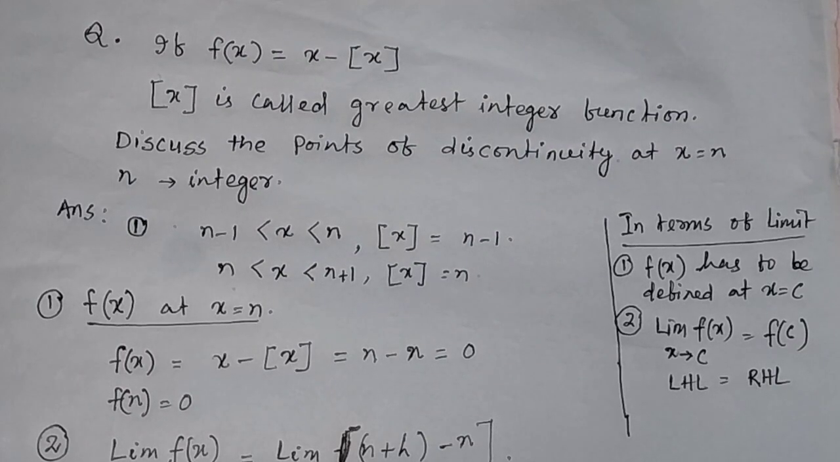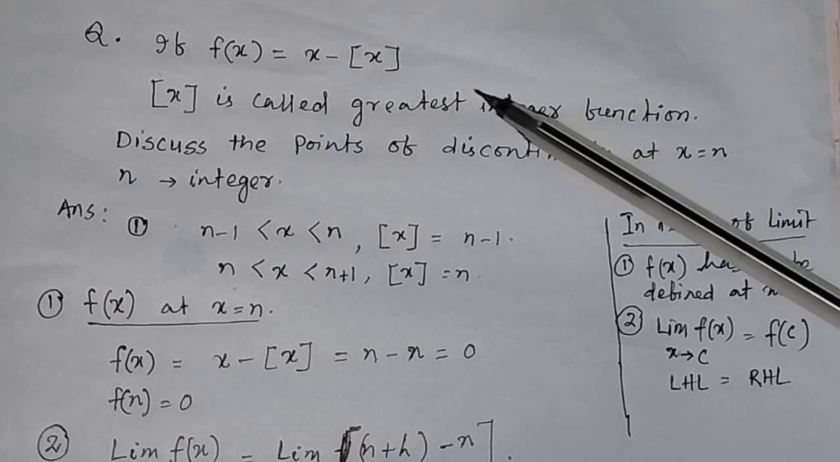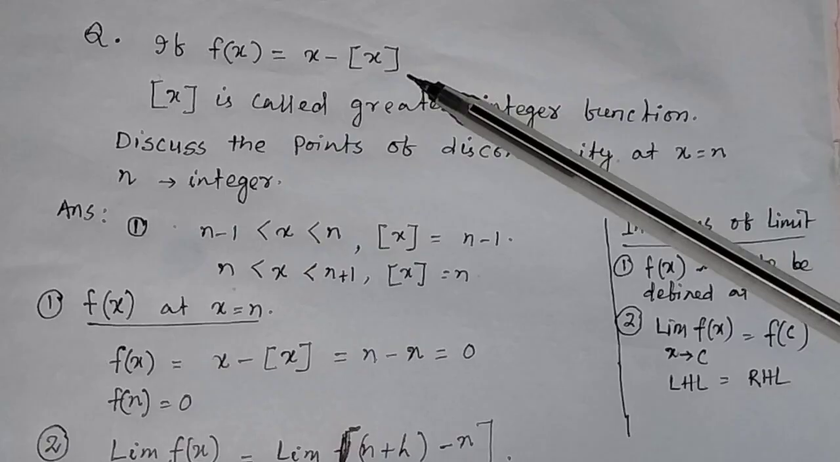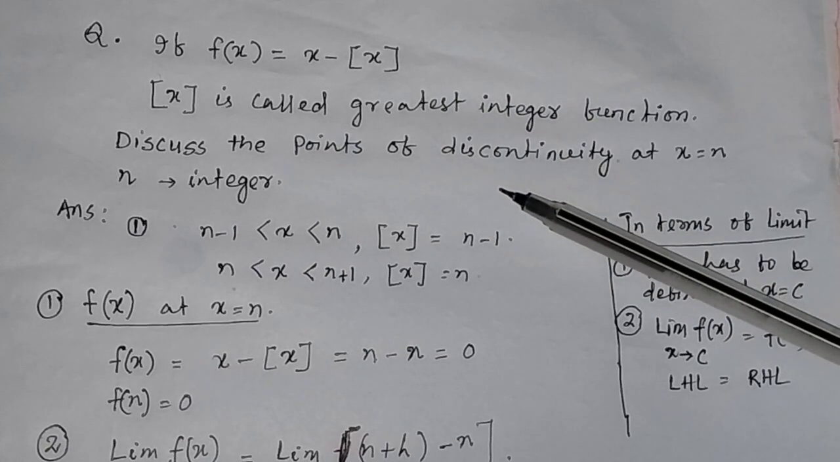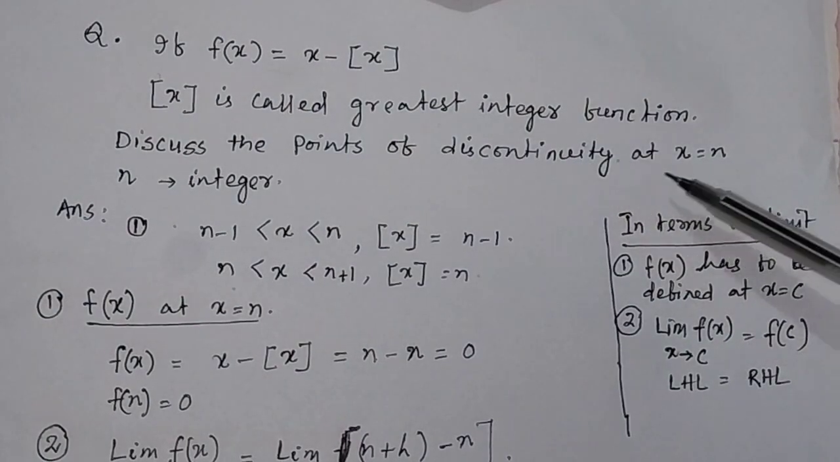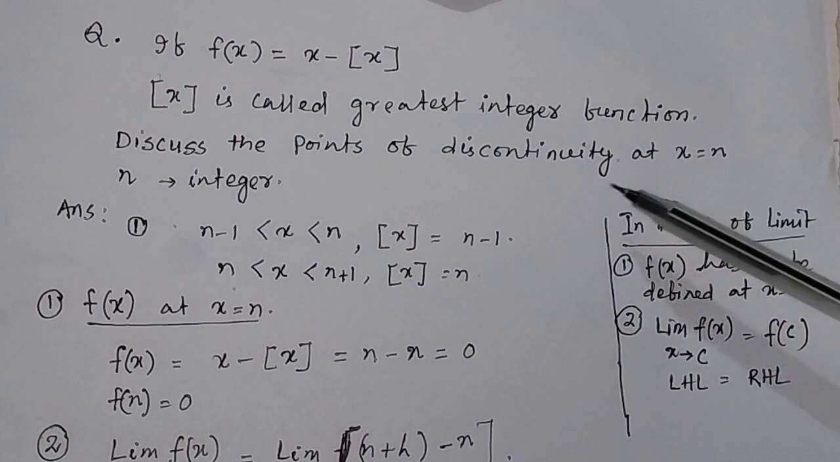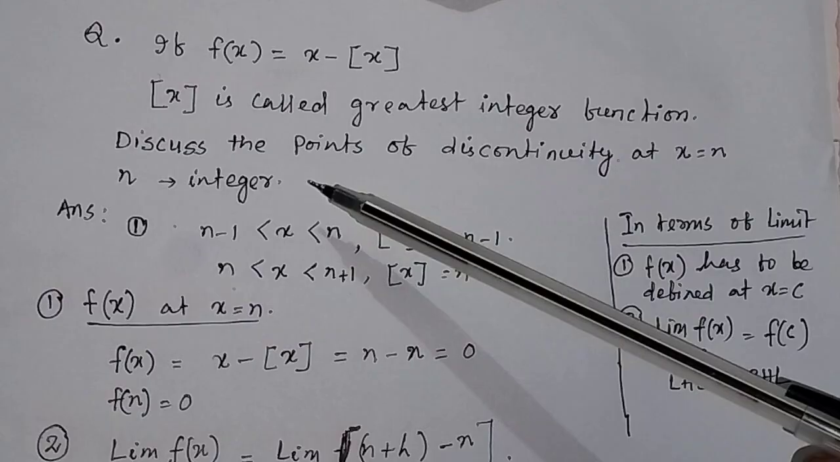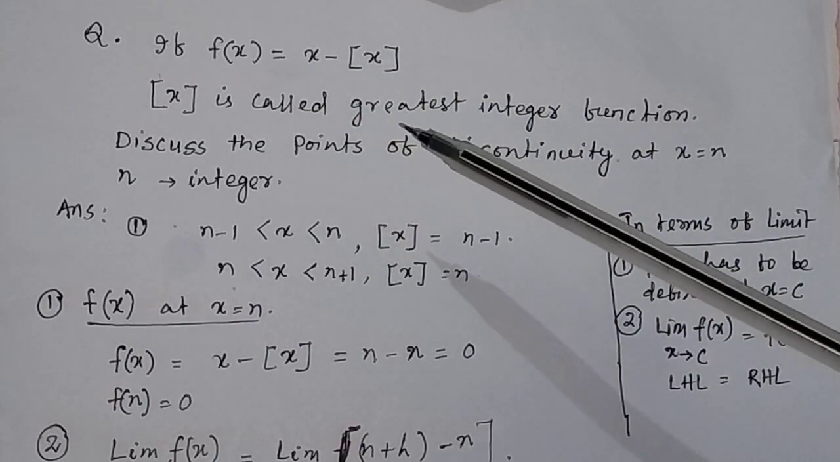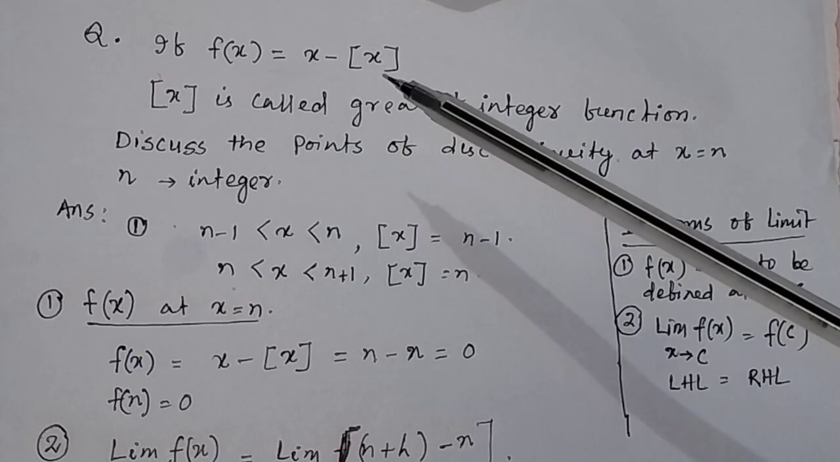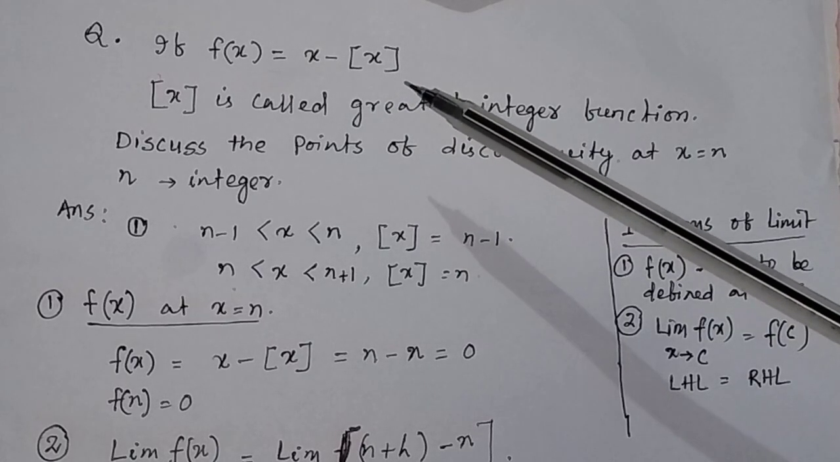If f(x) is equal to x minus [x], that is the greatest integer function, then discuss the point or points of discontinuity at x equal to n, where n is an integer. So in this function f(x), we will discuss the points of discontinuity where the function is discontinuous.